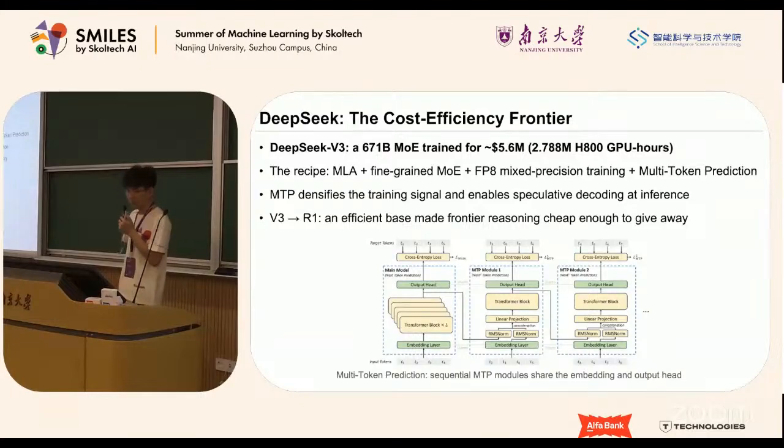Its training recipe combines multi-head latent attention, fine-grained MoE, FP8 mixed precision training, and multi-token prediction, or MTP. MTP densifies the training signal and enables speculative decoding at inference, making high-quality reasoning more accessible.